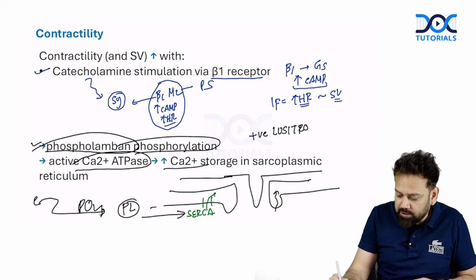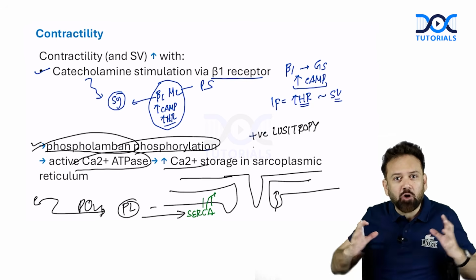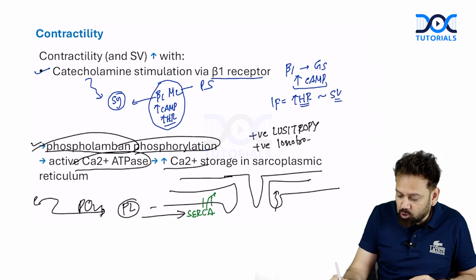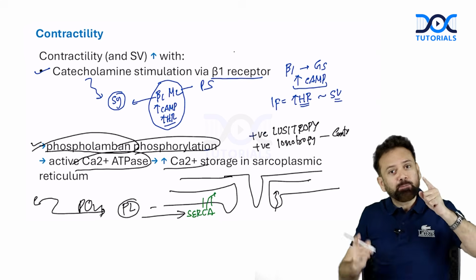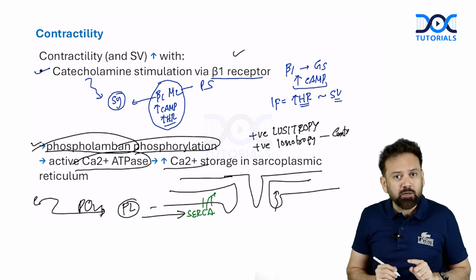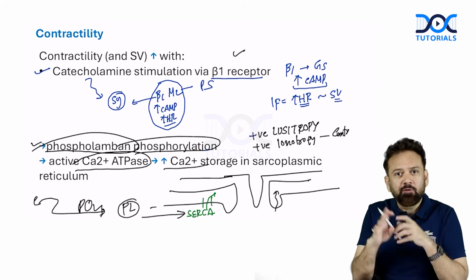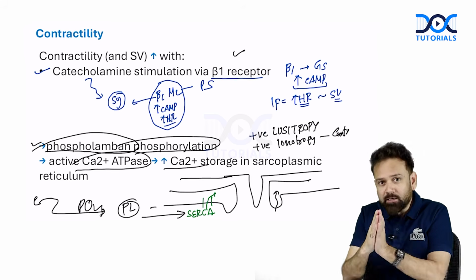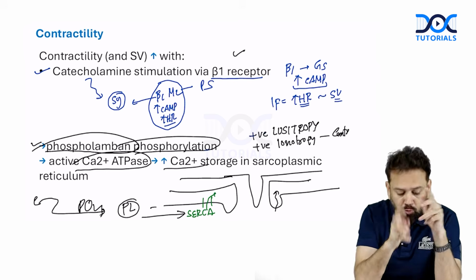Positive lusitropy. And when there is more calcium storage, more force of contraction, so it will cause positive inotropy. That is contractility. So contractility can be increased by both. By increasing heart rate from beta 1, number one. When there is more and more heart rate, that will not allow calcium to go back. So we will get more calcium and more force of contraction. So up to a certain limit, contractility can be increased by tachycardia, by positive chronotropy.